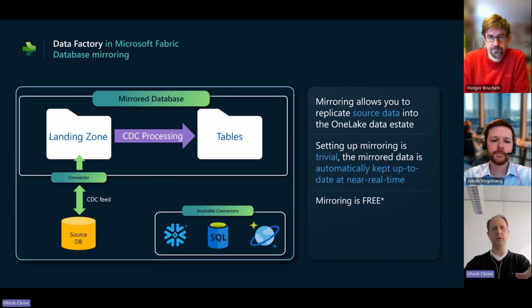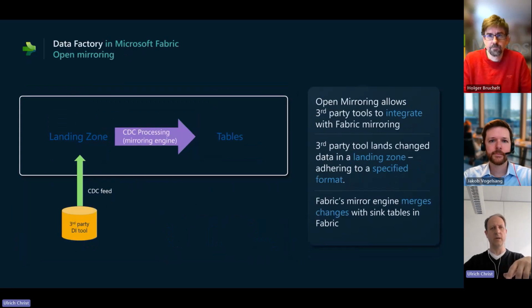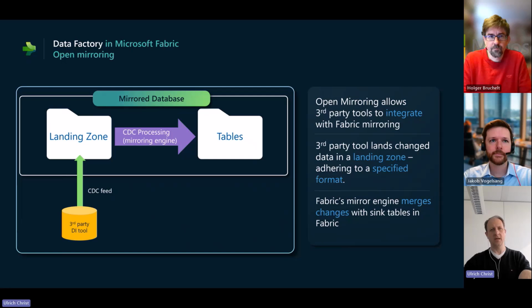Now, what we did with open mirroring, and this is how we integrate partners into that solution, is that we opened up the specification for the mirroring landing zone. We said, okay, if we specify how we expect the data to land here, then we can open up this functionality to anyone. And that anyone includes third parties, partners, and could also be customers. We have documented that.